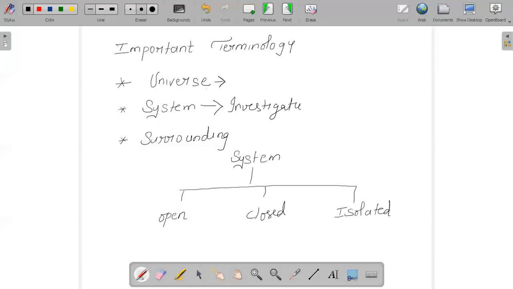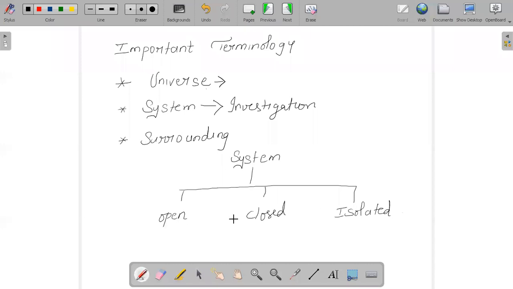So when we say a part of the universe that is under investigation, the term used is system. And apart from that particular system which we are planning to analyze, or about which we are doing the investigation, the rest of things is considered to be the surrounding. And our system is classified into three types. It is open system, closed system, and isolated system.